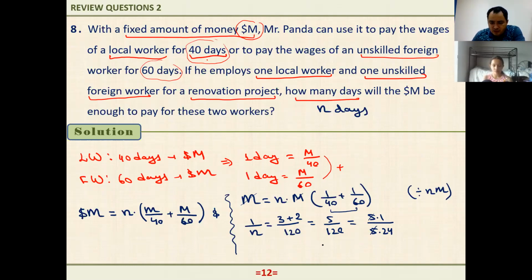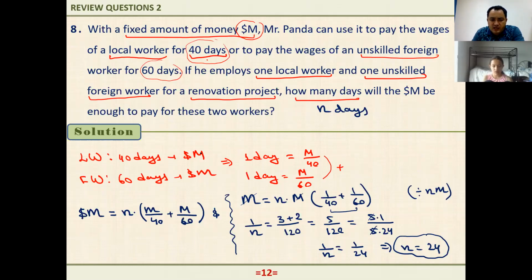Now what is that here, Shahina? 1 over N equals 1 over 24. Shahina, from here, if 1 over N equals 1 over 24, what is the value of N? 24. That's all. That is the answer, right? That means that if these guys work together, it takes them how many days? 24 days. So with M dollars, in 24 days, you can get your house painted.